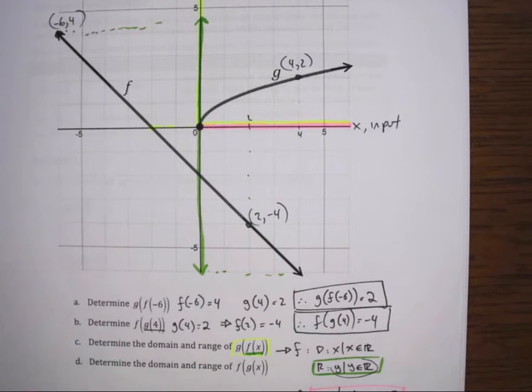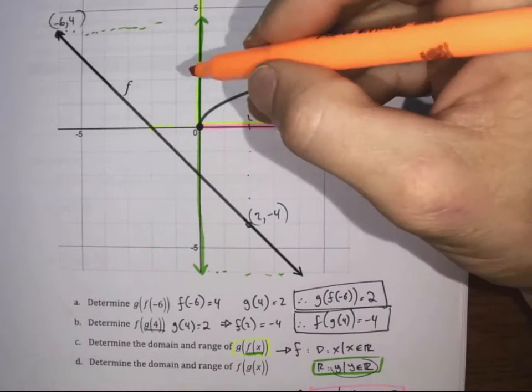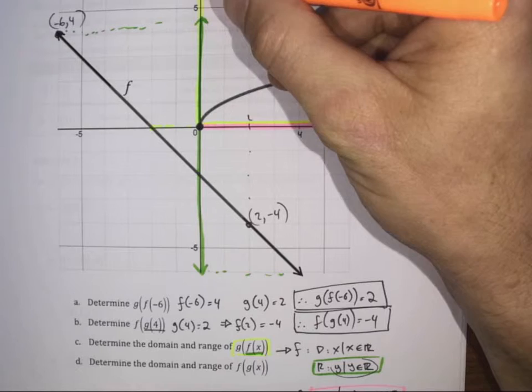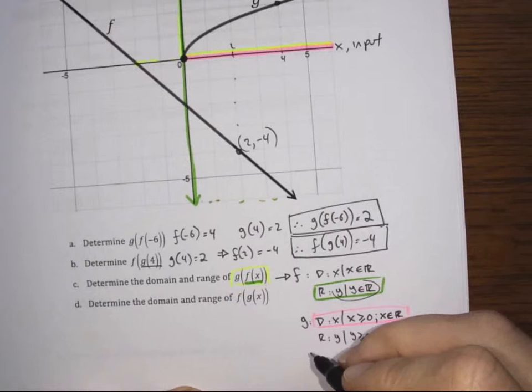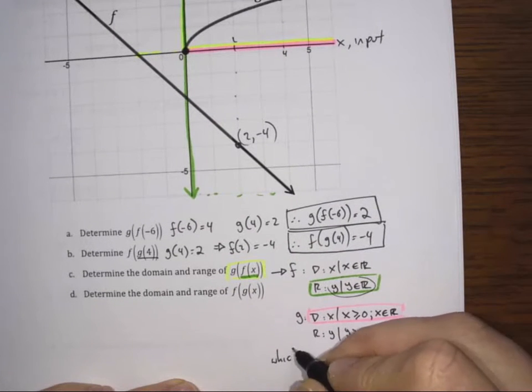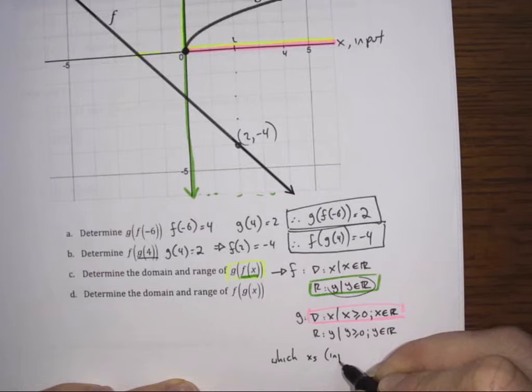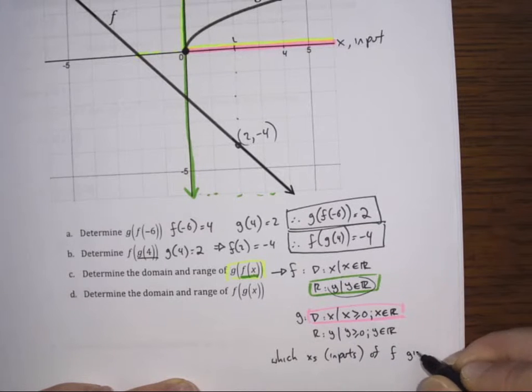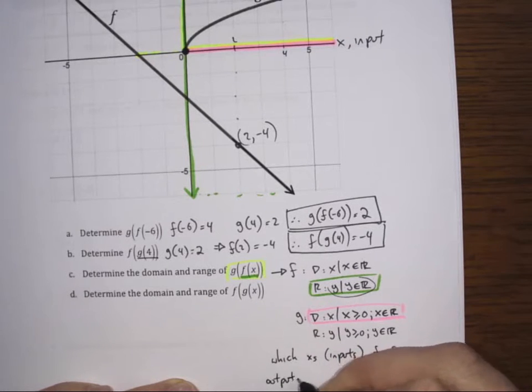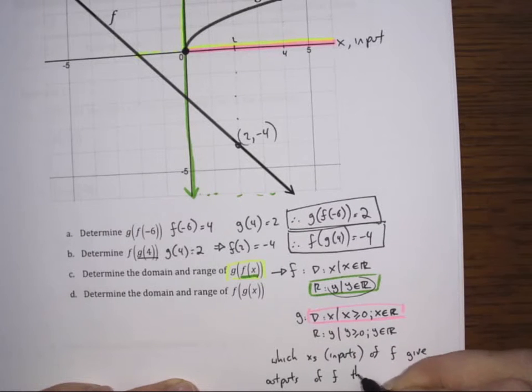This is a bit of a tricky concept, as we talked about before. So what inputs give these outputs that are bigger than or equal to 0 for f? I'm going to write that idea down: what x's, or inputs, of f give outputs of f that are bigger than or equal to 0? That's really the question we need to answer.